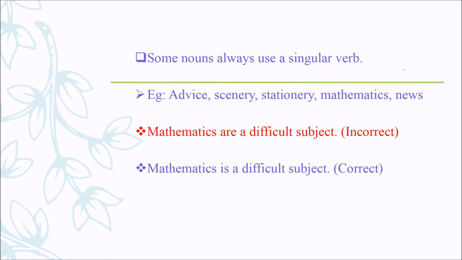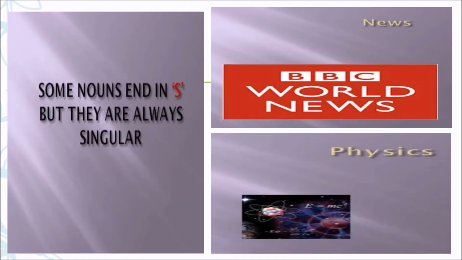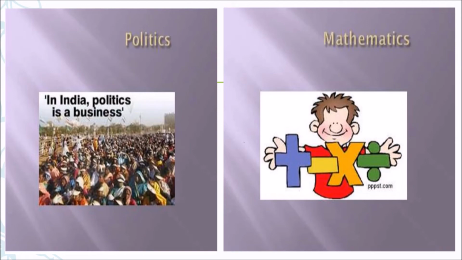Now let's see the rule. Some nouns always use a singular verb. Example: advice, scenery, stationery, mathematics, news. The first sentence is that mathematics are a difficult subject. Is that correct? No. The correct sentence is mathematics is a difficult subject. Some nouns end in s, but they are always singular. For example, news, physics, politics, mathematics, etc.